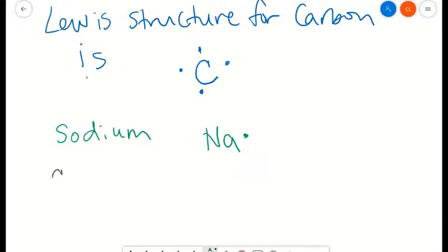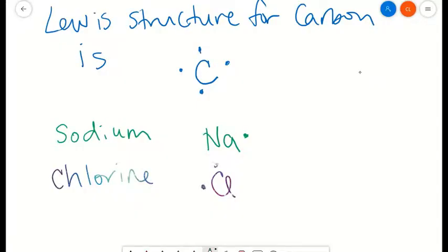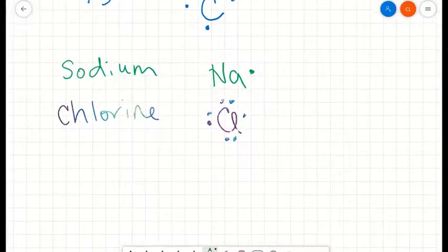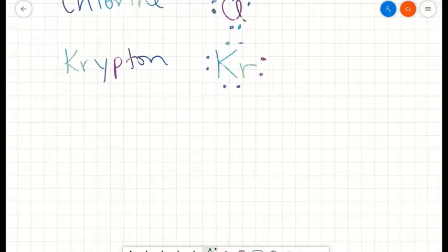Then let's draw a Lewis structure for chlorine. So we're going to use our symbol for chlorine. Look at the periodic table and find chlorine. It's over here. So the valence electrons, you just count across here. 1, 2, 3, 4, 5, 6, 7. All right, now let's try krypton. Krypton is a noble gas, and we know that all noble gases have a complete octet, which means they have 8 valence electrons. So krypton has 8 valence electrons.